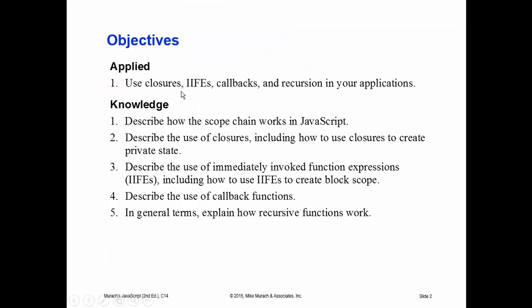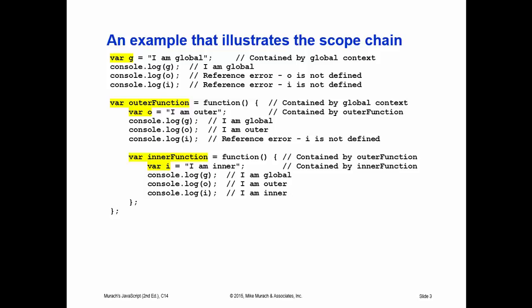So our objectives: apply closures, IIFEs, which we'll get to in just a bit, callbacks and recursion in applications; describe how the scope chain works in JavaScript; describe the use of closures, including how to use closures to create private state; describe the use of immediately invoked function expressions, which are those IIFEs, including how to use them to create block scope; describe the use of callback functions in general; explain how recursive functions work.